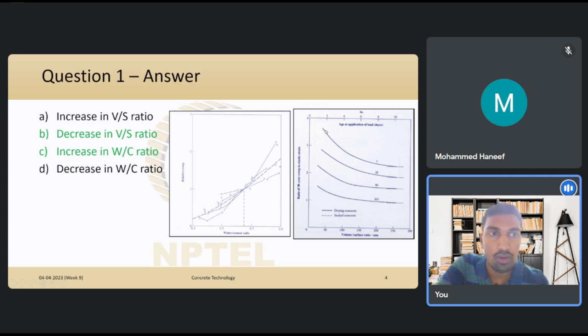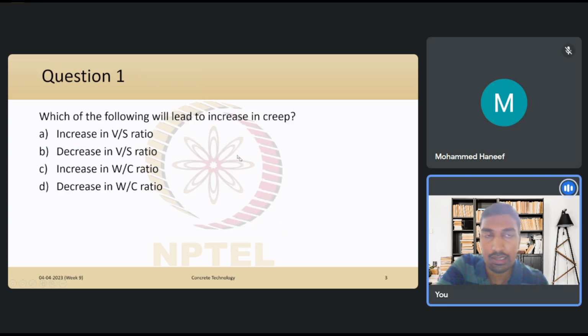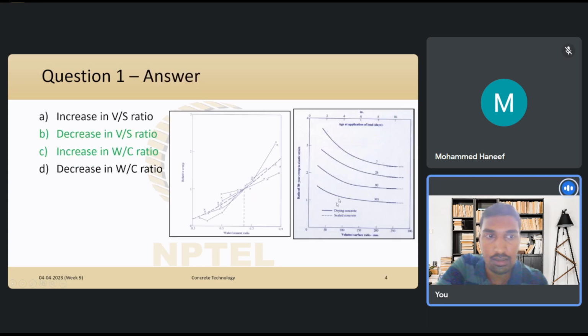And we see that in all the different ages, as the volume to surface area ratio increases, the creep is actually reducing, right? So the question was about an increase in the creep, which means that for the creep to be larger, the volume to surface area ratio has to be smaller, right? Therefore, a decrease in the V by S ratio and an increase in the W by C ratio will give higher creep, right? So those are the correct options.